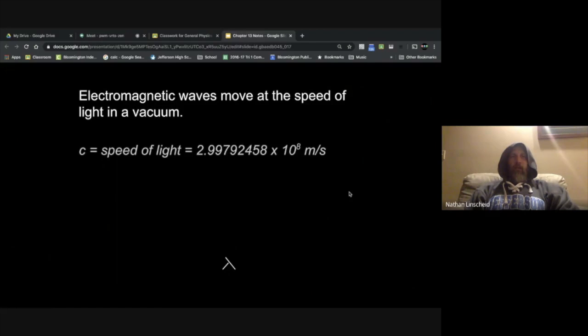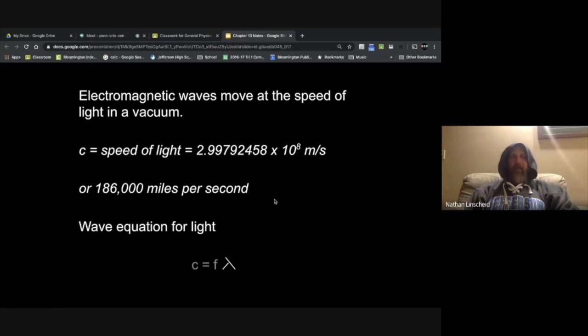All right, electromagnetic waves all move at the speed of light. The speed of light is known as c, 2.99 and so on, times 10 to the 8th. We just round it to 3 times 10 to the 8th whenever we do it. 186,000 miles per second. Again, incomprehensible really to think about how fast that is.